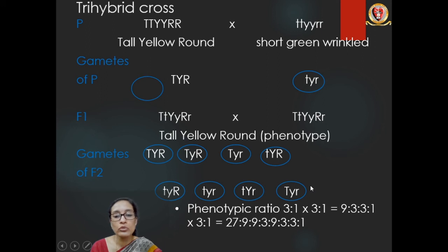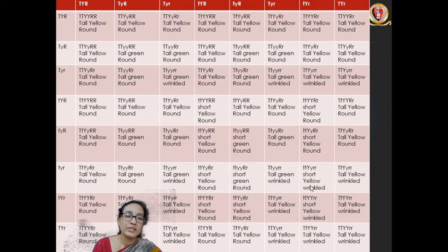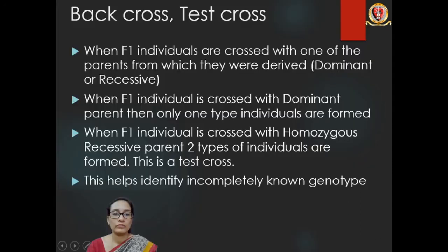He found the F2 generation had a phenotypic ratio of 27:9:9:9:3:3:3:1 and a genotypic ratio of 27:9:3:9:3:3:1. I would like you to work this out. I worked it out for you here. This is how the checkerboard looks. You can work it out yourself and find out whether the genotype and phenotype obtained is actually true.